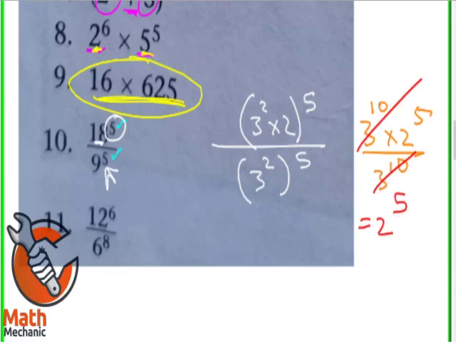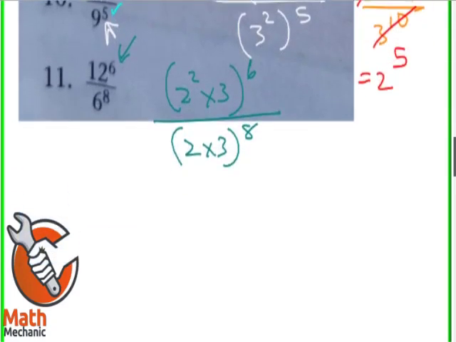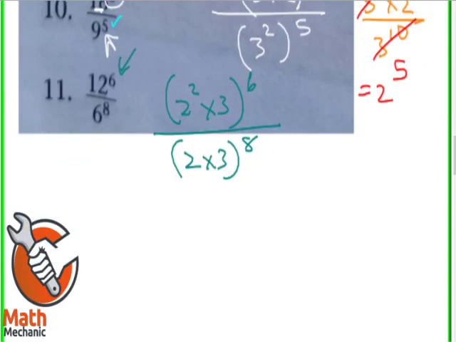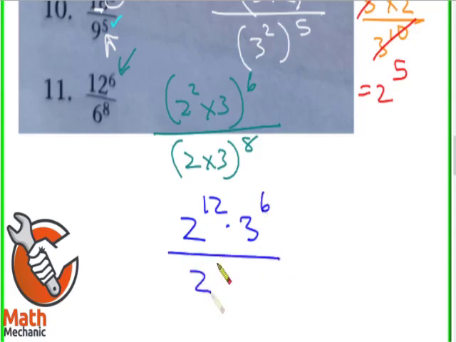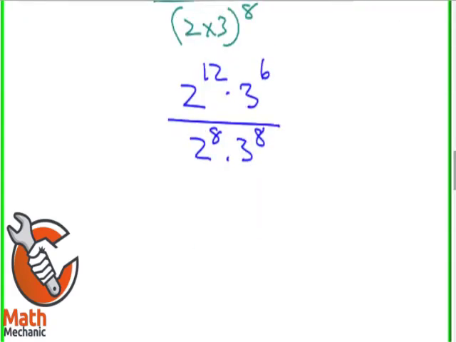And the same goes for number 11. The 12 is 4 times 3, or 2 squared times 3. Put that in brackets, add the exponent. Below the line, 6 is 2 times 3. Put that in brackets, add the exponent. And then you use the third exponential law, which will then give you 2 to the power of 12 times 3 to the power of 6, divided by 2 to the power of 8 times 3 to the power of 8. And then you just use the second exponential law for every one of the two bases, the 2's and the 3's.